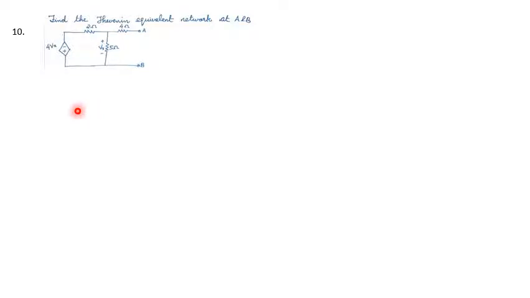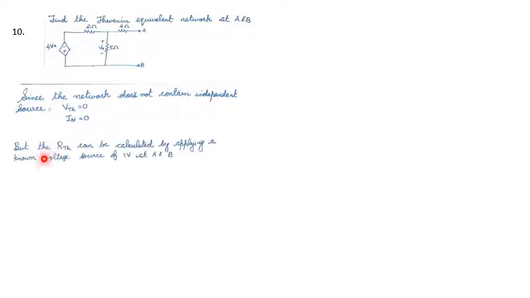The next question, find the Thevenin equivalent network at AB. Since the network does not contain independent sources, VTH is equal to 0, IN is equal to 0. Here in this circuit, only a dependent source is there. No independent sources are present. So, if no independent sources are present in the circuit, Thevenin voltage between A and B will be 0. Then IN is also 0.